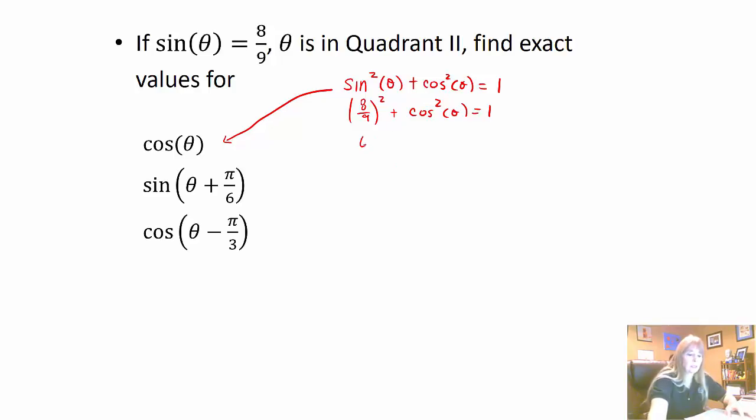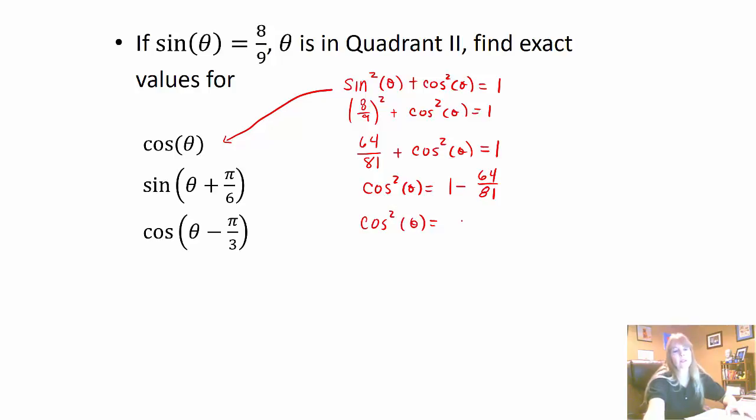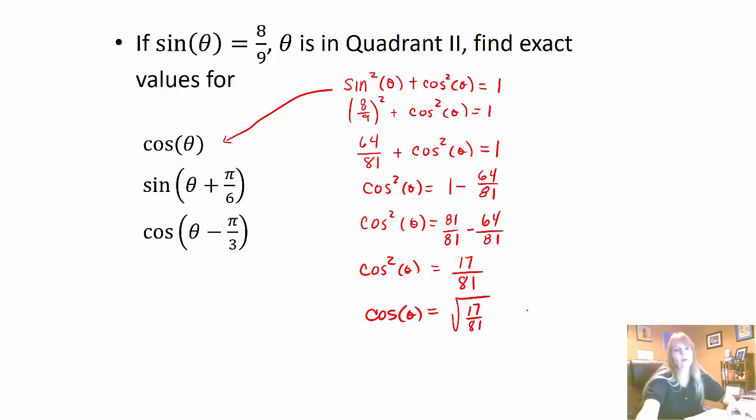And I get 64/81 plus cosine squared theta equals 1. Now I chunk this to the other side, 1 minus 64/81. Certainly I need to get the same denominator. So 81/81 minus 64/81. And that gives me cosine squared theta equals 17/81. And then finally I need to square root both sides. So I get the square root of 17/81, which is the same as the square root of 17 over 9.